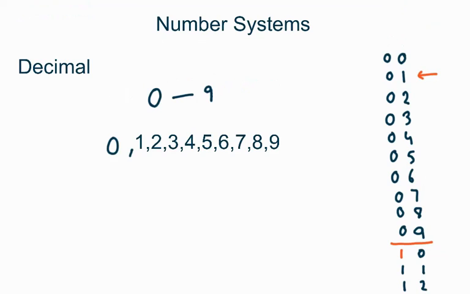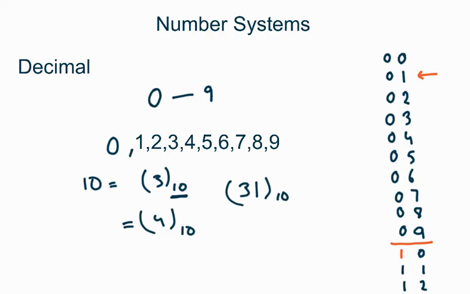Another thing to note about decimal is that because you have 10 possible symbols, this number system has the base 10, which means any number in decimal can be denoted like this with base 10, or you can have 4 as 4 with base 10, 31 with base 10. All of these are decimal numbers, which is shown by this base right here.